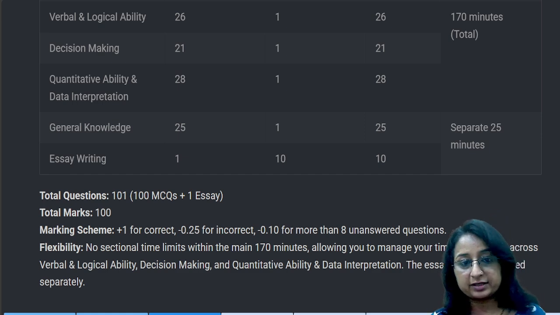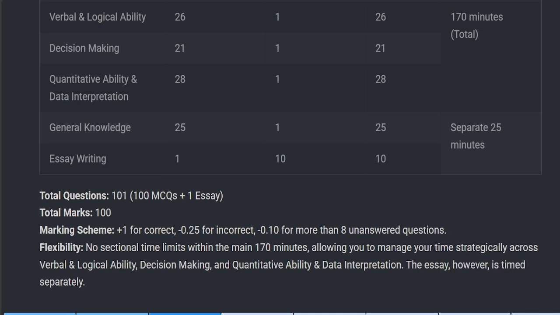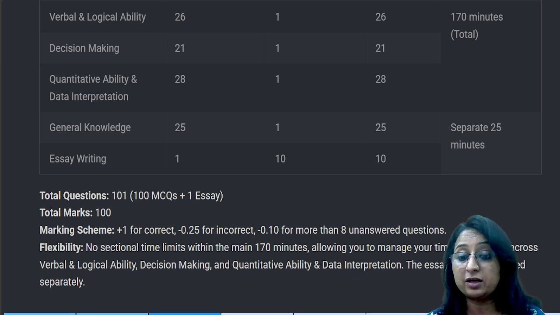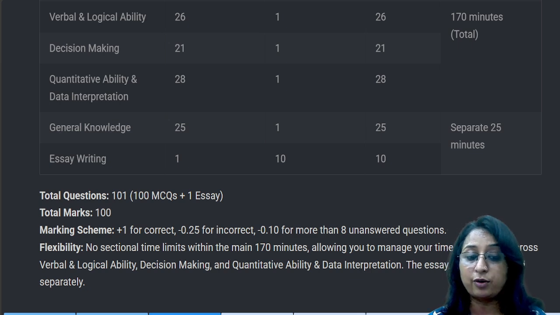So what is the marking scheme? Plus 1 for correct and minus 0.25 for incorrect, for more than 8 unanswered questions. So just try to understand what the flexibility is. There are no sectional time limits within the main 170 minutes. It allows you to manage your time strategically across verbal and logical ability, decision making, quantitative ability, and data interpretation as well. The essay is timed separately. That's why you can write your essay as per your thoughts. So you have to prepare wisely for that because it is important, right?